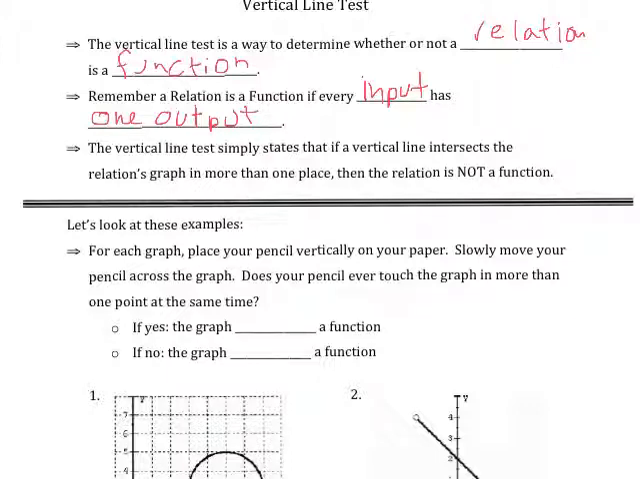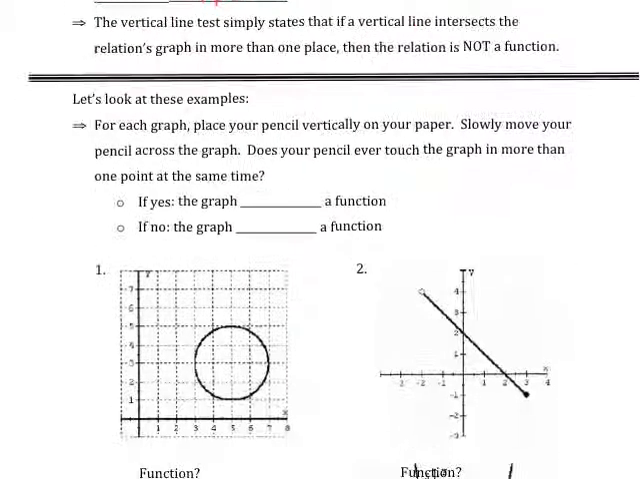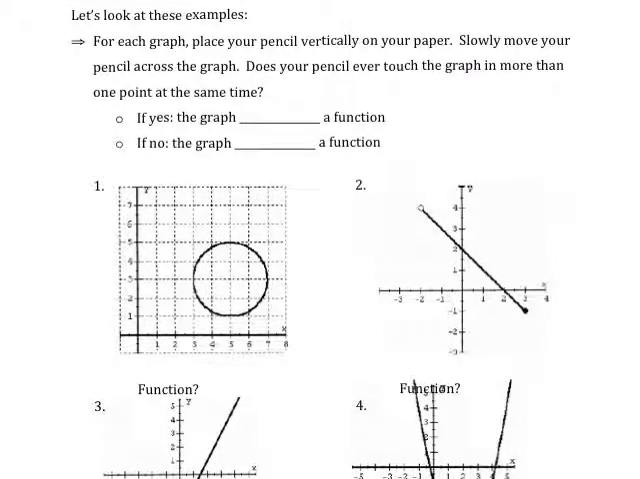Okay. All right, so the vertical line test simply states that if a vertical line intersects or crosses the relation's graph in more than one place, then the relation is not a function. So remember, every input has to have exactly one output for it to be a function. So let's look at this. We know that inputs are the same as what? Domain is the same as x values, right? So if I'm looking at this graph number 1, if every x value has exactly one y value when I go up and down, it is a function. That's why we call it the vertical line test.